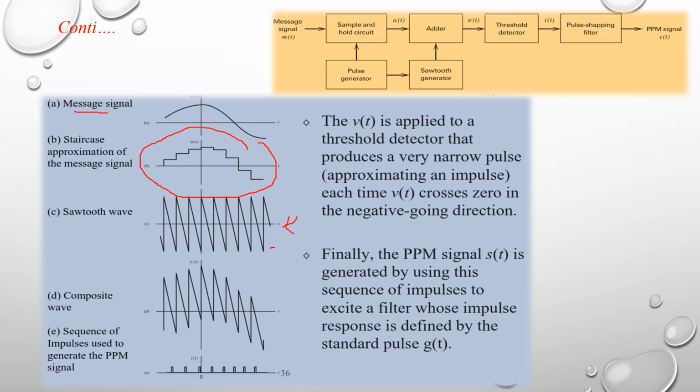So the staircase approximation and sawtooth wave we apply to the adder circuit. So the adder output is v of t. So v of t is the composite wave. So v of t again we apply to the threshold detector and the detected output is i of t. i of t again we apply to the shaping filter. So across the shaping filter we receive this waveform, the sequence of impulses used to generate the PPM signal. So this is the output of the pulse shaping filter.